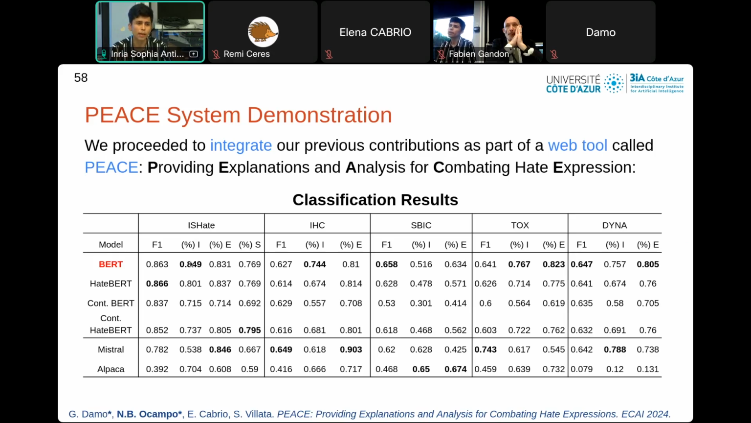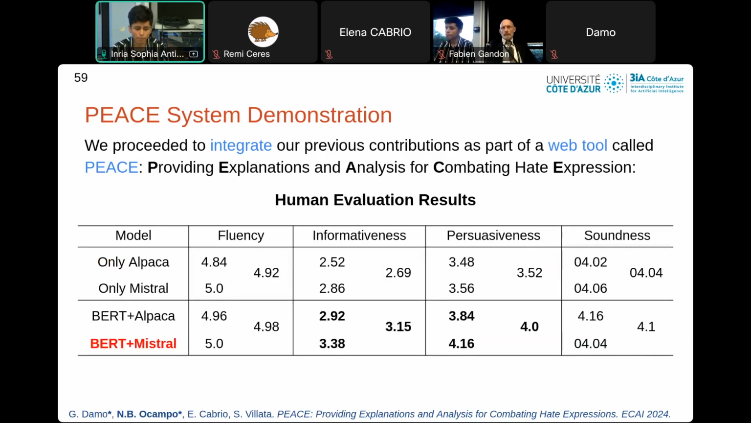So this was to prove that adding the detector in the pipeline makes sense. It can improve the detection part. Then we proceed to make the explanation. But if you start from the base that the prediction is wrong, your explanation is going to be wrong. If we combine the BERT and the Mistral model, we could see that it is highly fluent and it provides more informative, more persuasive, and sounder explanations than the one without. In all of these cases we calculated the statistical significance, and we got an improvement by adding the detector.